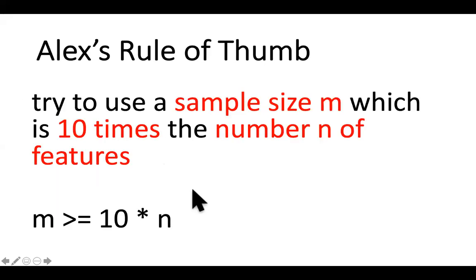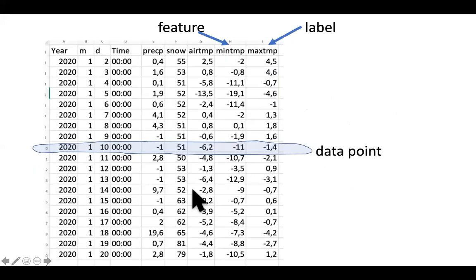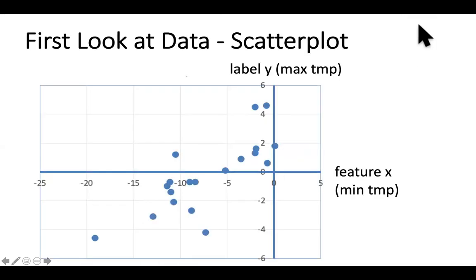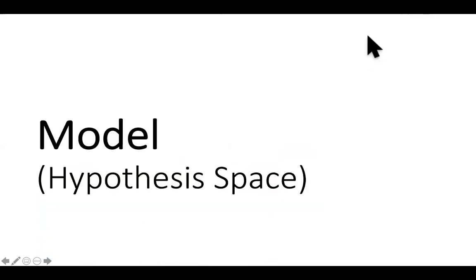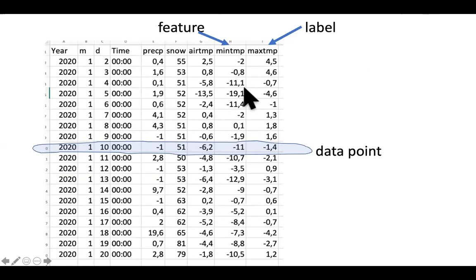And what is the extreme case? We use only one single feature. So according to my experience, a good feature of a data point, when the data point is some day, a good feature is the minimum temperature for predicting the maximum temperature. So I just, again, make a design choice. I use as the feature of a data point the minimum temperature, and as the label, the maximum temperature. That's it.